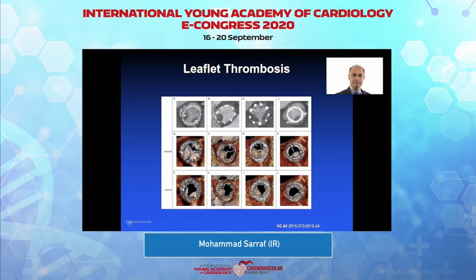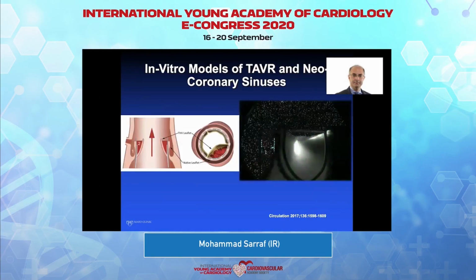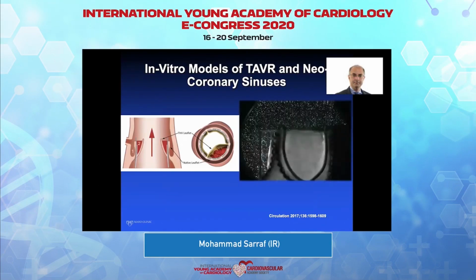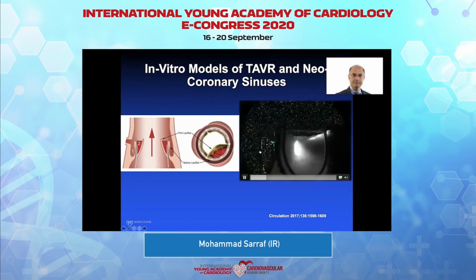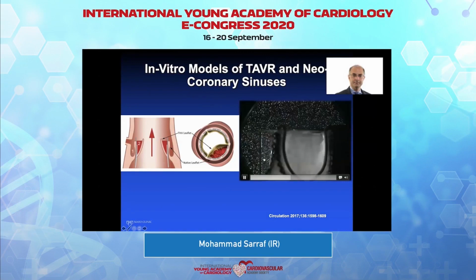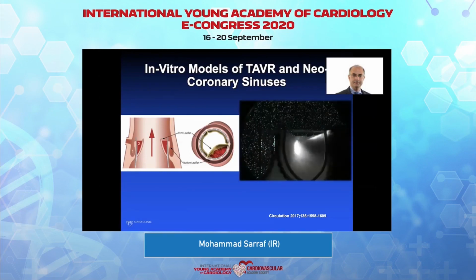Now, there are different strategies that people are trying to come up with, different anticoagulations, but one elegant study was done by one of my good friends when he was at Georgia Tech, Dr. Raghav. They simulated the model of the coronary neosinuses, which is the space between the old calcific aortic valve leaflet and the new TAVR. And it seems that the microvortices of the neosinuses might have an impact on the formation of clots in these pockets.